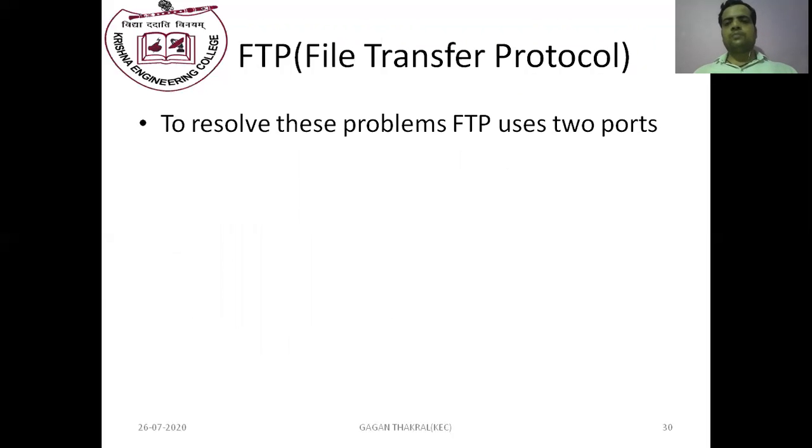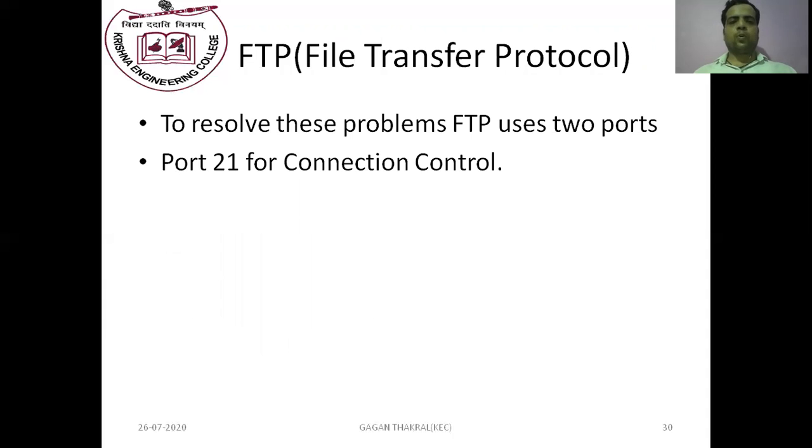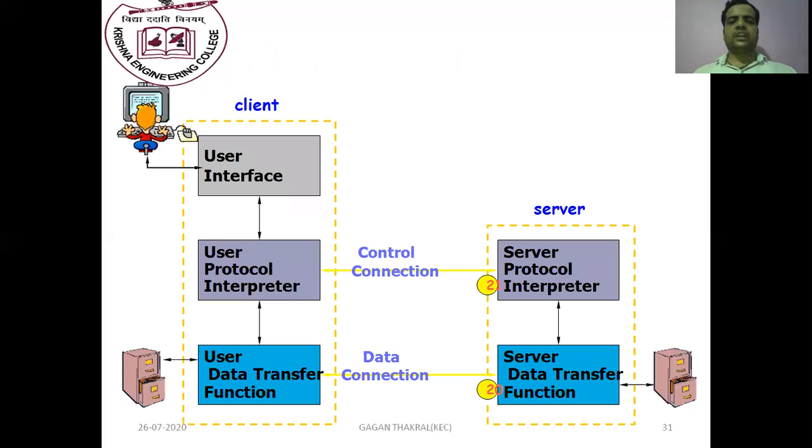To resolve these problems, FTP uses two ports, port number 21 for connection control and port number 20 for data transfer. This is the diagram of how FTP works. FTP uses two ports, port number 20 and 21. One port is used for establishing the connection between two different machines, and another port is used only for data transfer, or is responsible for converting one system into the compatible form of another system. Then data is transferred very easily.